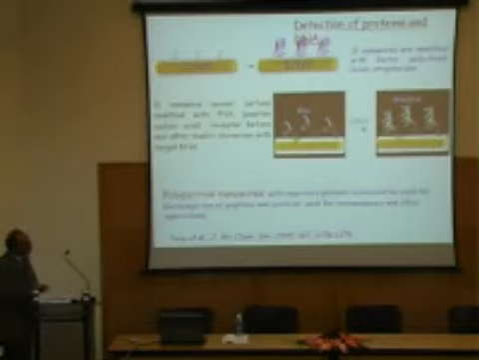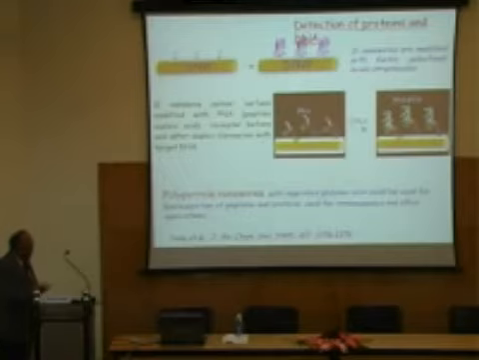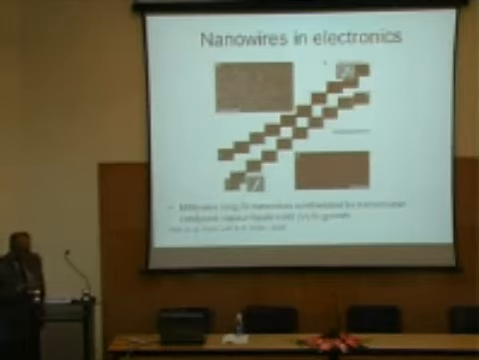So this is another example. I just want to show you that silicon nanowires have been used to detect proteins, DNA, lots of things. I won't go into that, just to give you an example. What I want to show you is that in electronics, people have already made different types of nanowires.